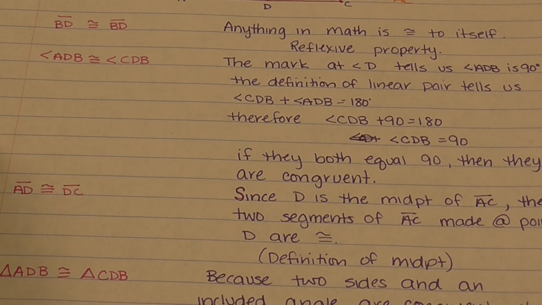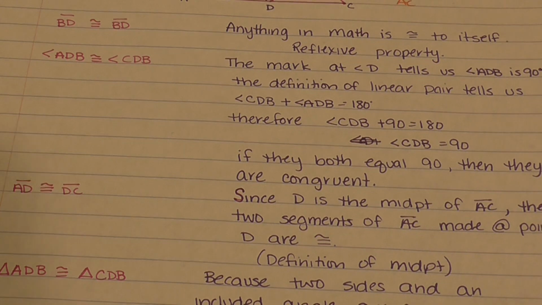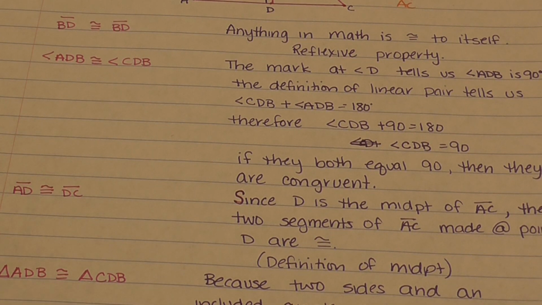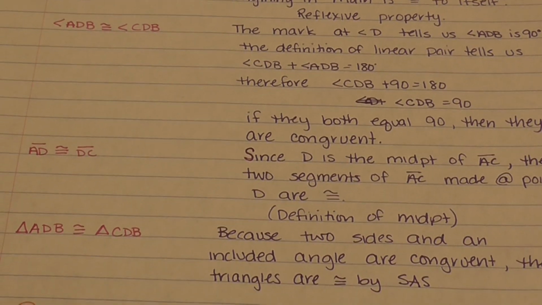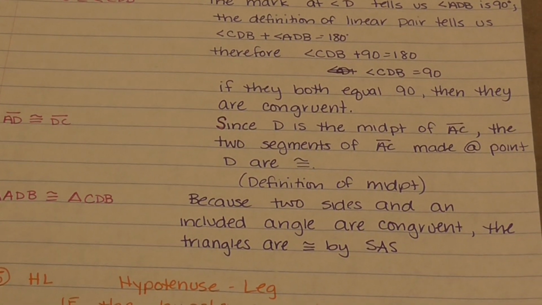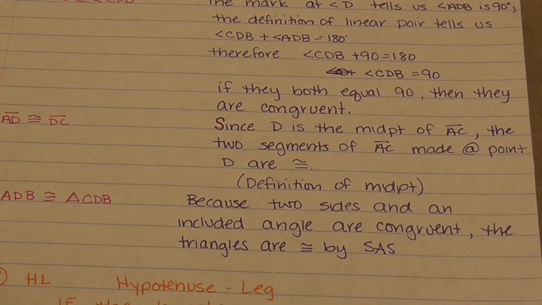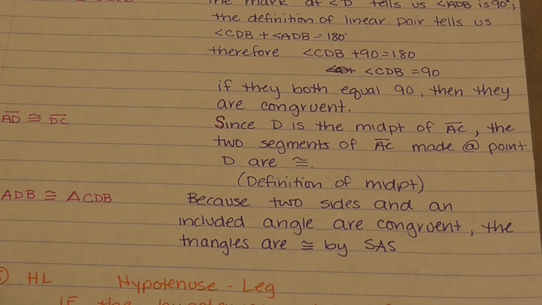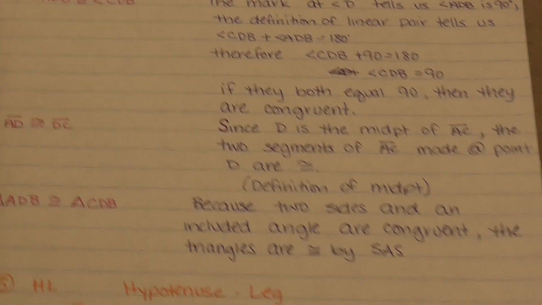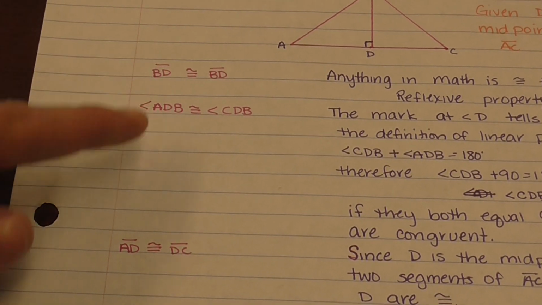And last, AD is congruent to DC. Since D is the midpoint of AC, the two segments are congruent to each other. So the two triangles are congruent because two sides and an included angle are congruent, making them congruent by side, angle, side.